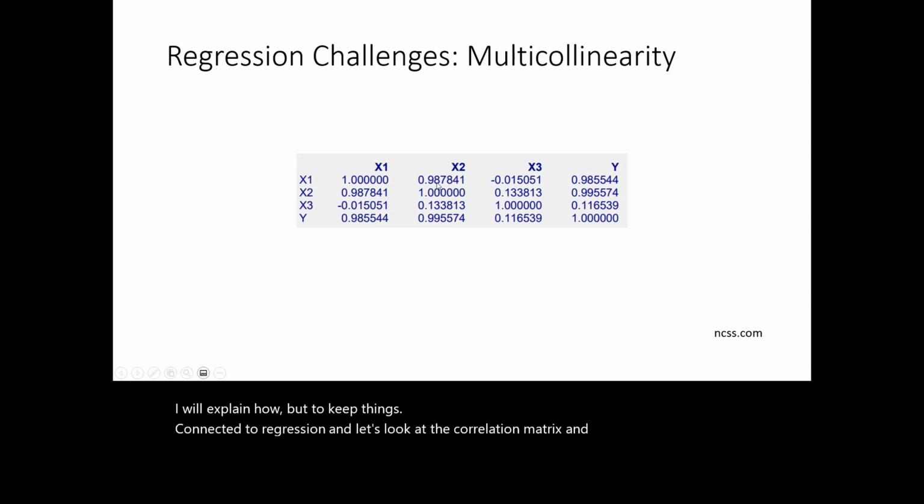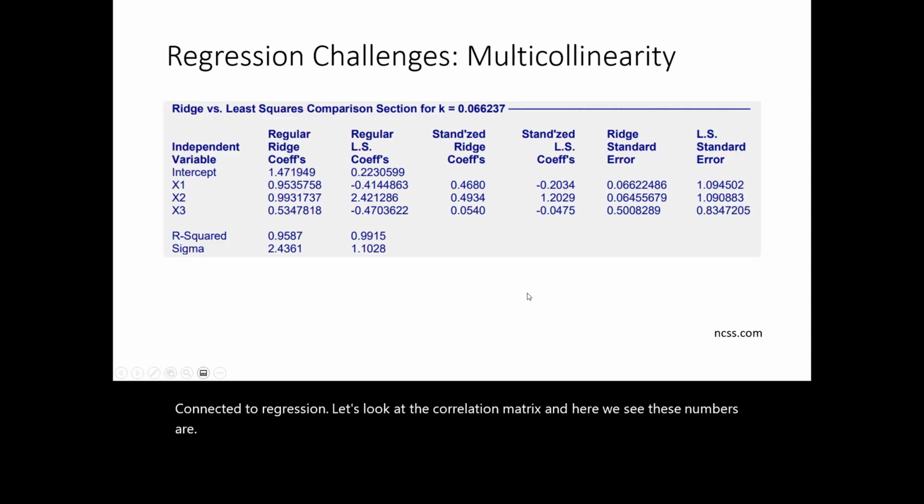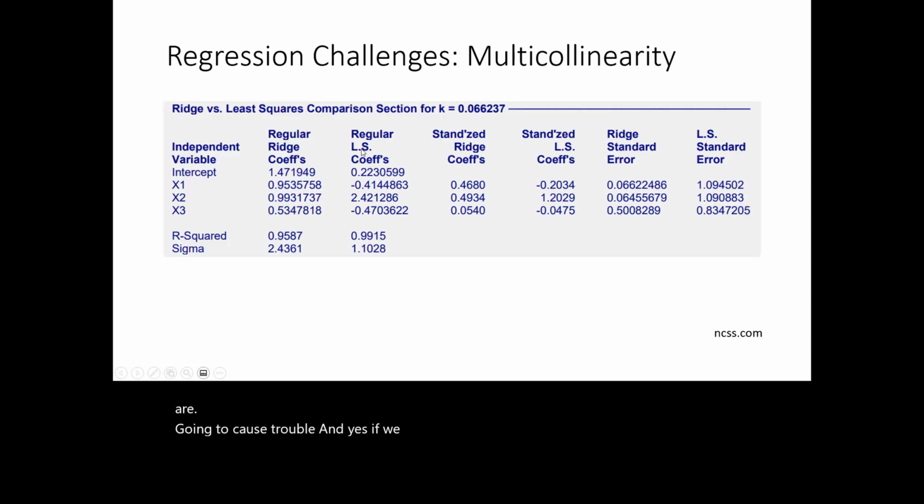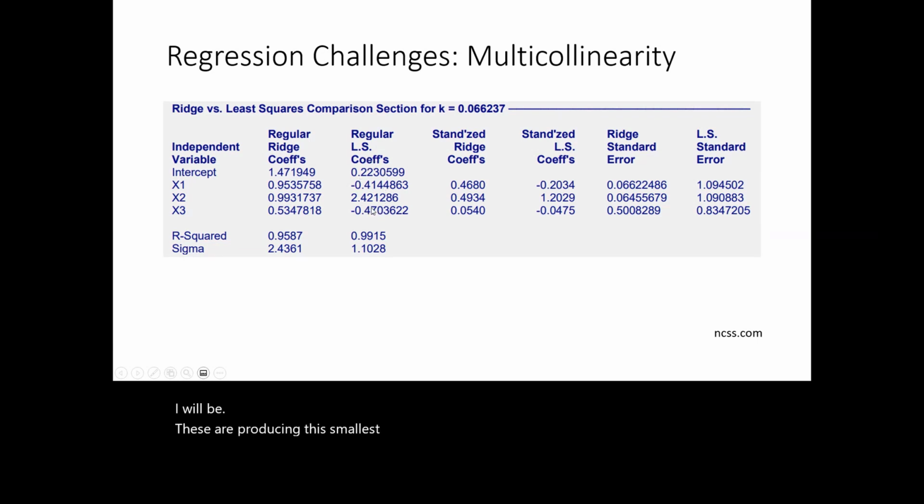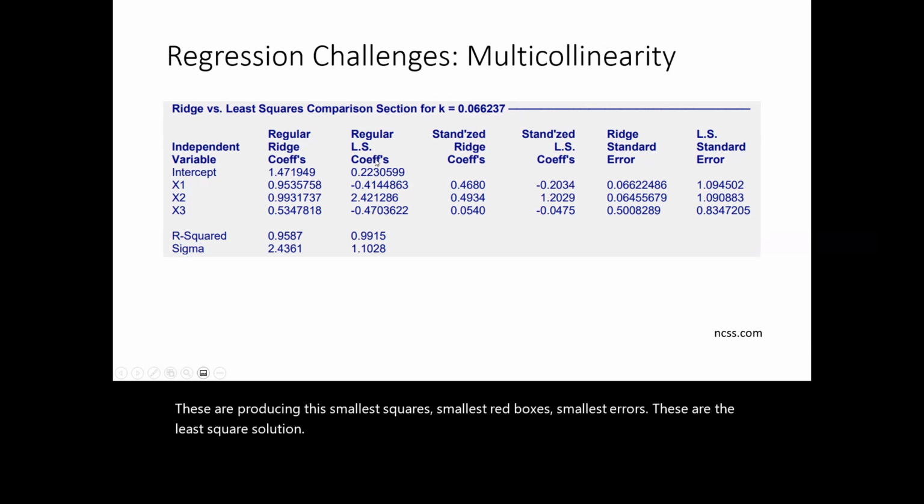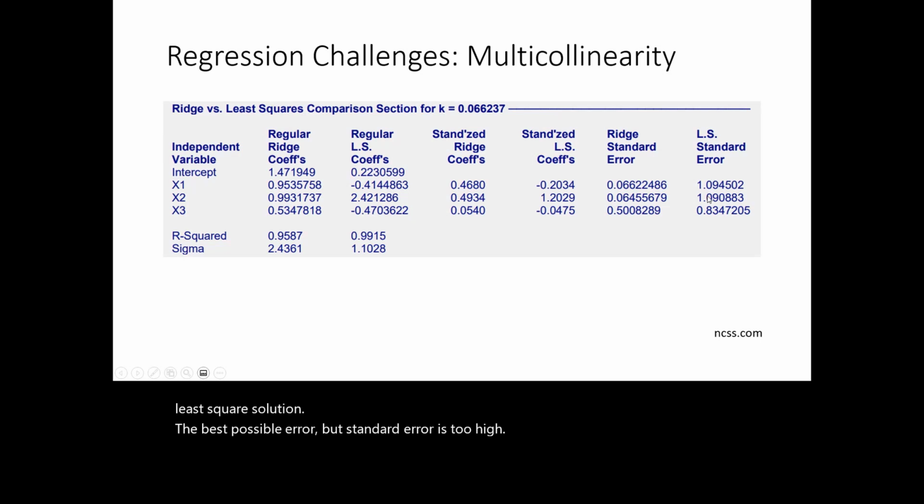And here we see, oh, these numbers are going to cause trouble. And yes, if we do standard regular least square coefficients, these are producing the smallest squares, smallest red boxes, smallest errors. These are the least square solution, the best possible error, but standard error is too high. They are not reliable.